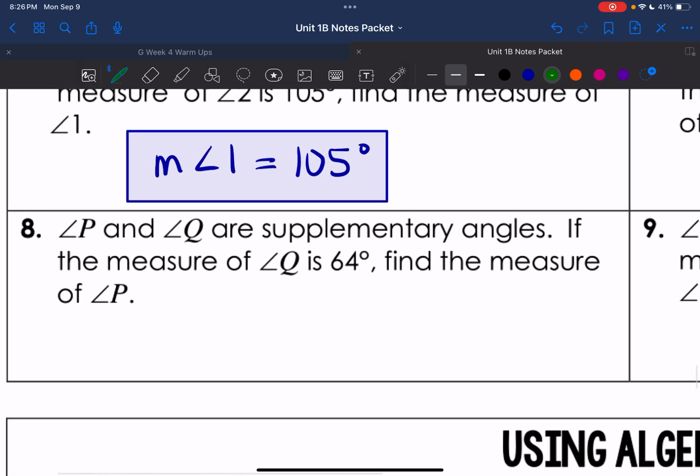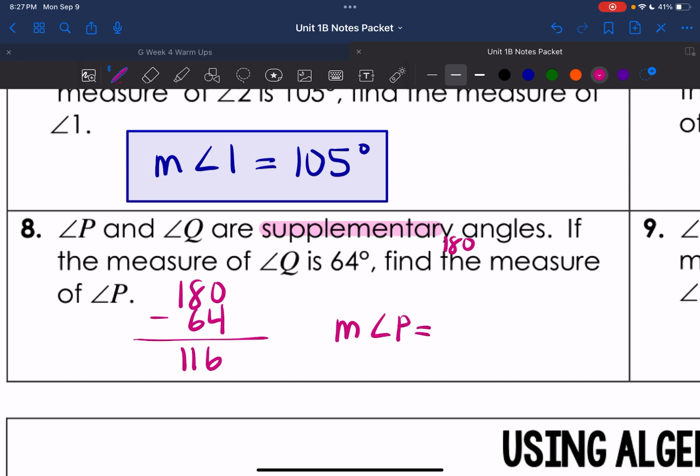Okay, P and Q are supplementary angles. Supplementary means 180 degrees. So if Q is 64, find the measure of P. So we're going to start with our 180, and we're going to subtract the 64, and we're going to find out what's left over. And I'm getting 116. So the measure of angle P must be 116.